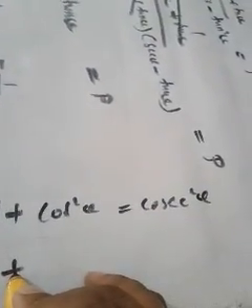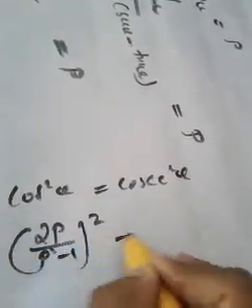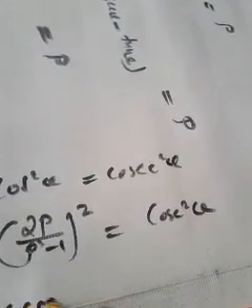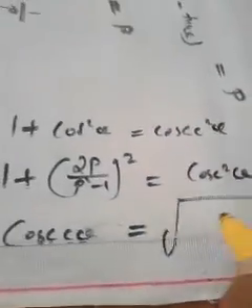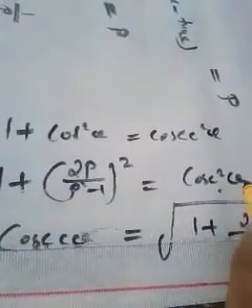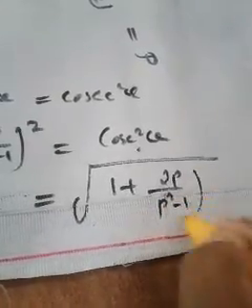By using the identity 1 plus cot square theta is equal to cosec square theta. Just use that identity. That means 1 plus what is cot? Cot is nothing but 2p by p square minus 1. So when you take the square, it becomes 1 plus 2p by p square minus 1 all square, which is nothing but cosec square theta. Then what will be cosec theta? Cosec theta will be the square root of that. That means square root of 1 plus 2p by p square minus 1 all square.